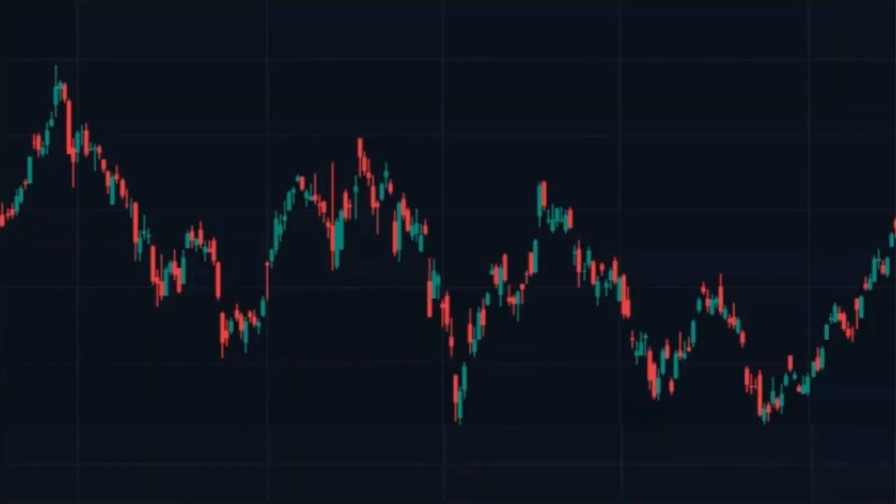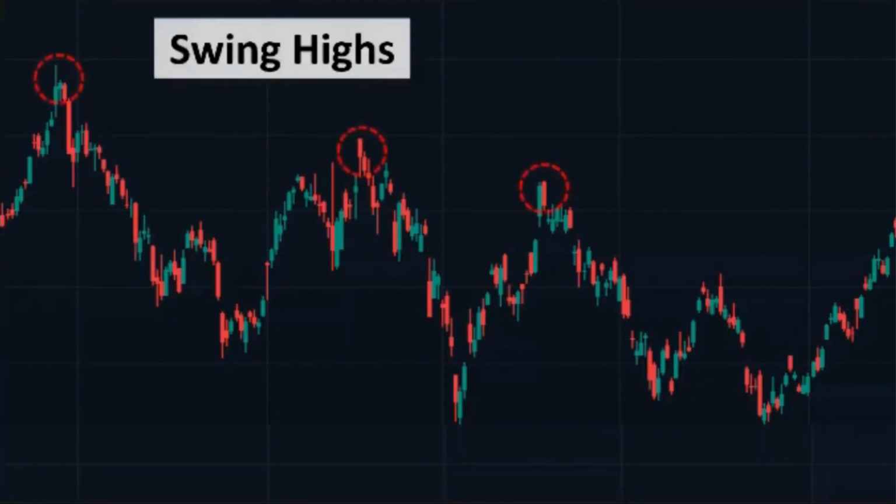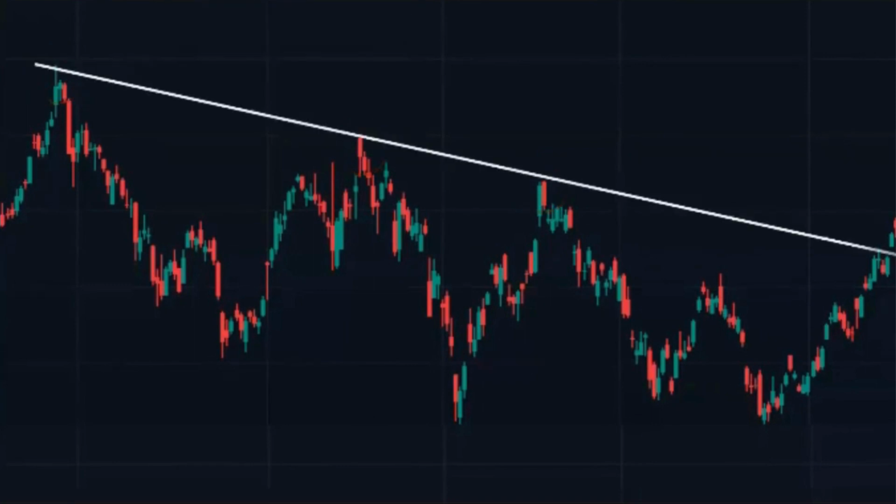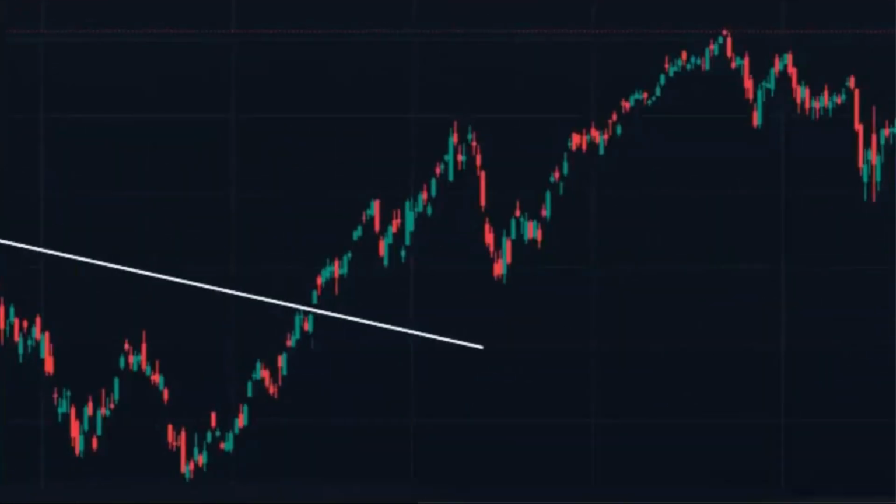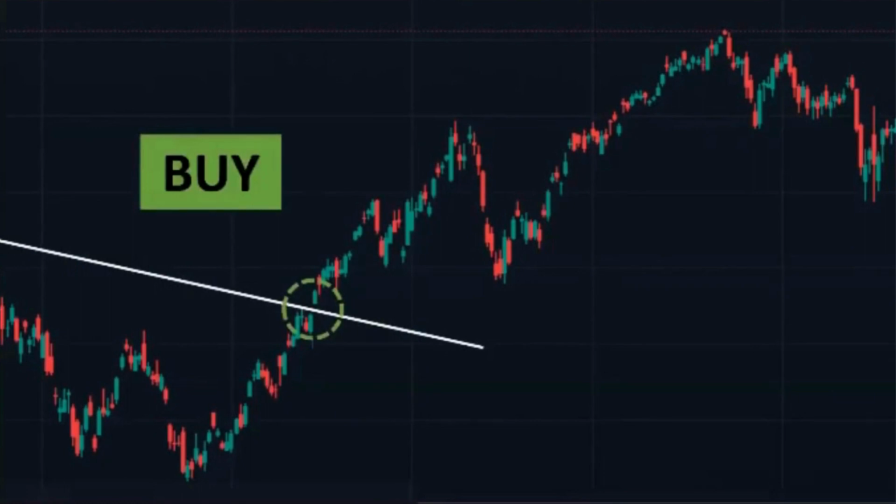Alright, now on the screen you can see the price on the chart is in downtrend. So we simply find the swing highs of the price and connect them together using a trend line. And you can see that the price is taking resistance on the trend line. But when the price actually breaks the trend line, as you can see here, that is where we will enter the stock. We will take a buy position and our stop loss will be below the previous low. So in case you go wrong, you will face a very small loss.